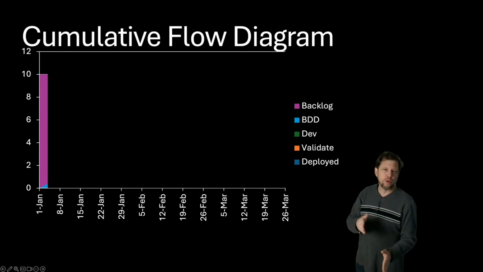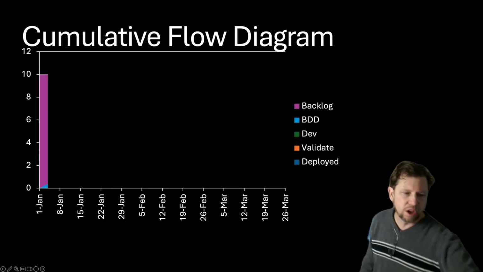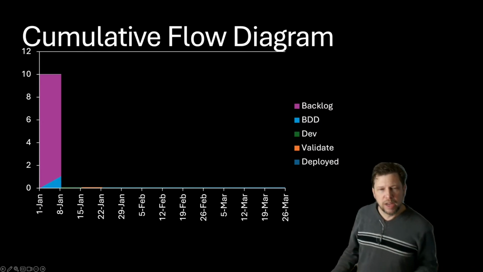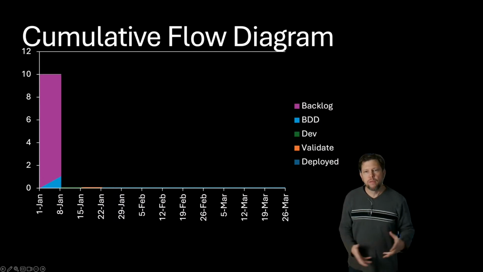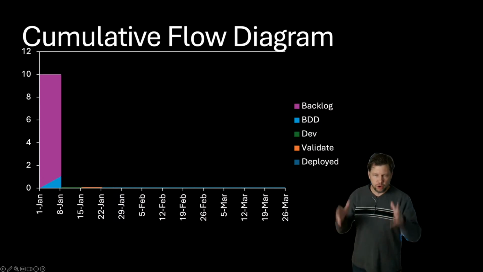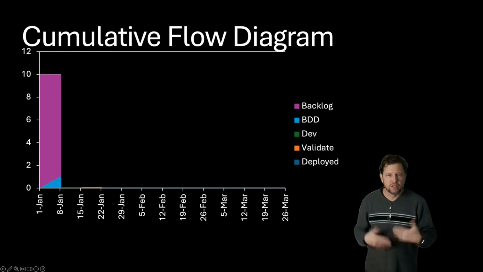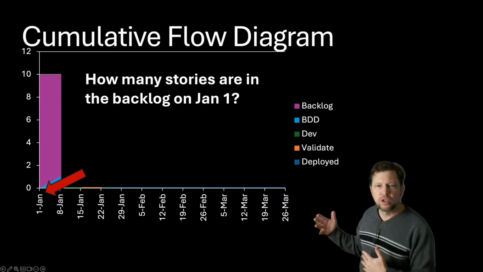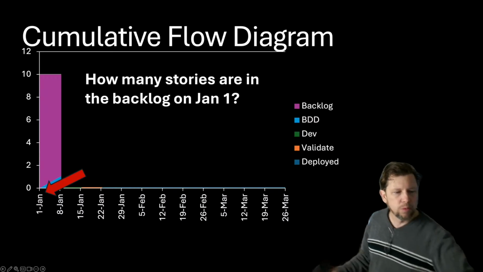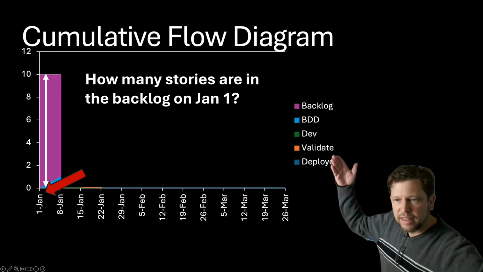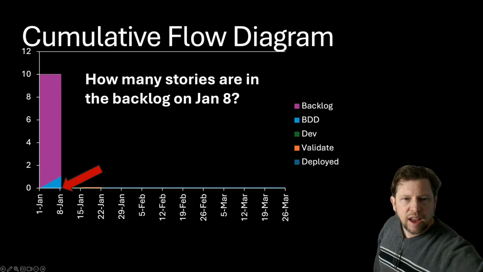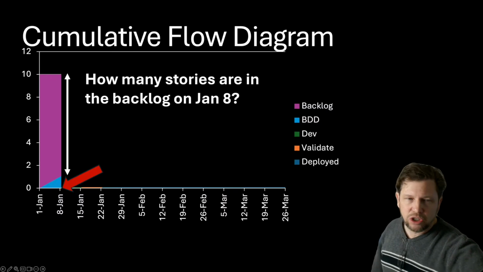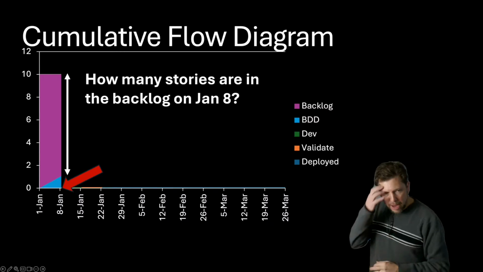But on the line where it's January 1, we're all purple. It's just the backlog. There's 10 items. Then in January 8th, we pull one of those things over into the BDD column. We're now working on it. And so that happens in January 8th. So how many stories are in the backlog on January 1? Well, we've got 10 stories in the backlog. That's the height of this. And then how many stories are in the backlog on January 8th? Well, we've moved one. It's now in the BDD column. So we've now only got 9 stories still in the backlog.